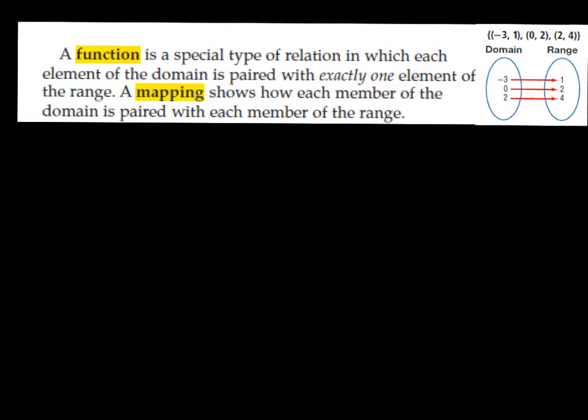A function is a special type of relation in which each element of the domain is paired with exactly one element of the range. A mapping shows how each member of the domain is paired with each member of the range. So in this one we'd have -3 is paired with 1, 0 with 2, 2 with 4.